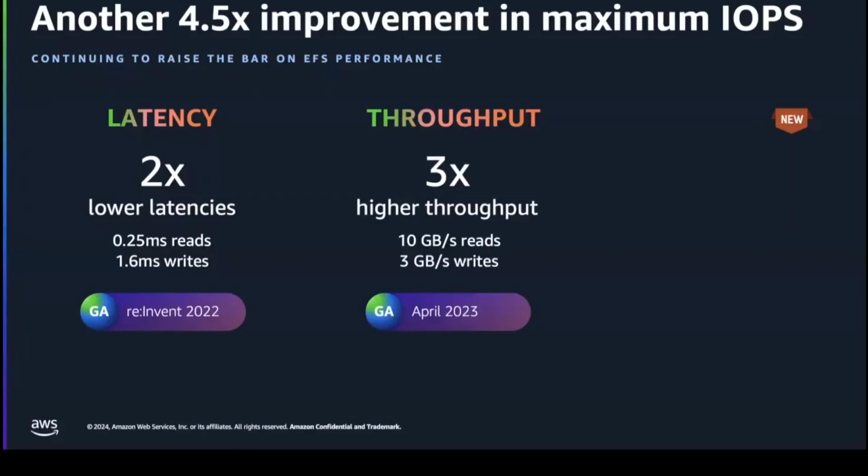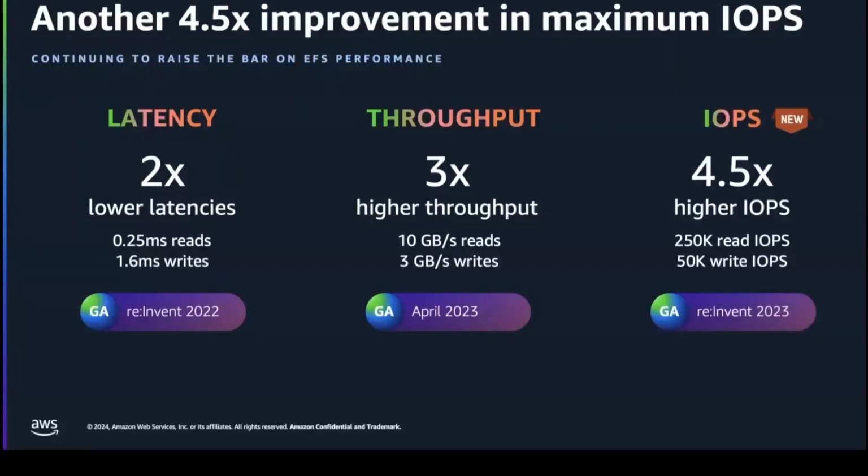And then about a year ago, we introduced a 3x increase in throughput. So you can see we can do 10 gigabytes per second for reads and 3 gigabytes per second for writes. And again, keep in mind, this is all active across multiple availability zones, multi-readers, multi-writers. So we're able to get that performance. And then most recently, at last reInvent, we also increased the IOPS by 4.5 times. So now we can get 250,000 read IOPS from a single EFS file system and 50,000 write IOPS.